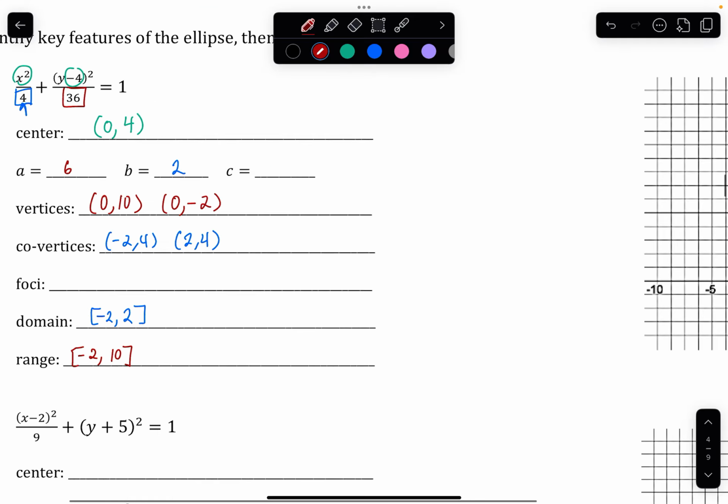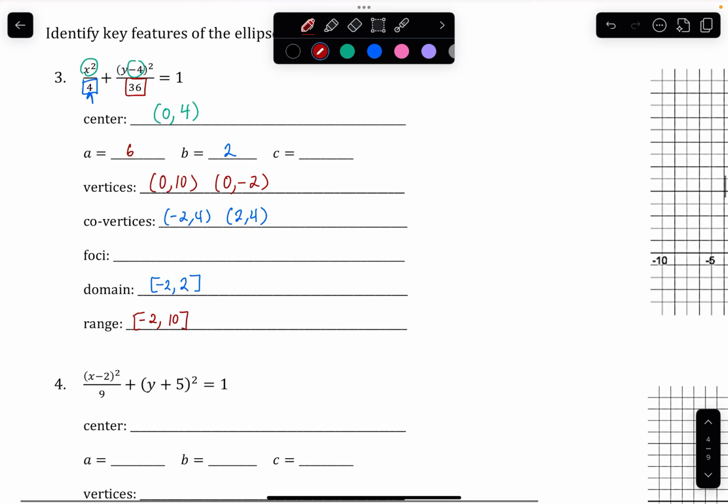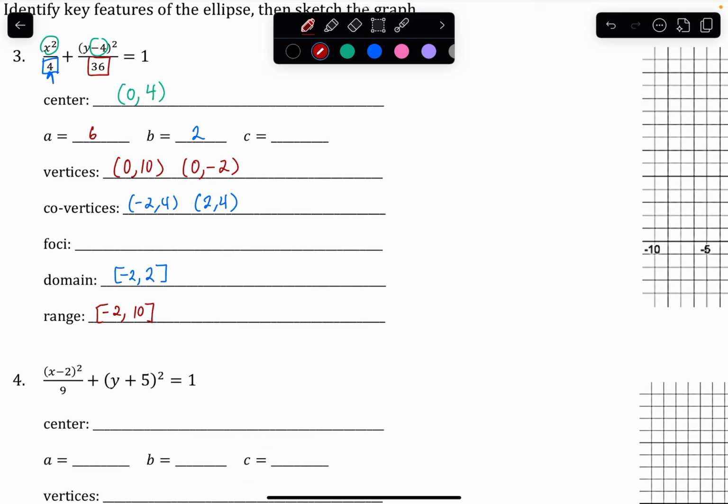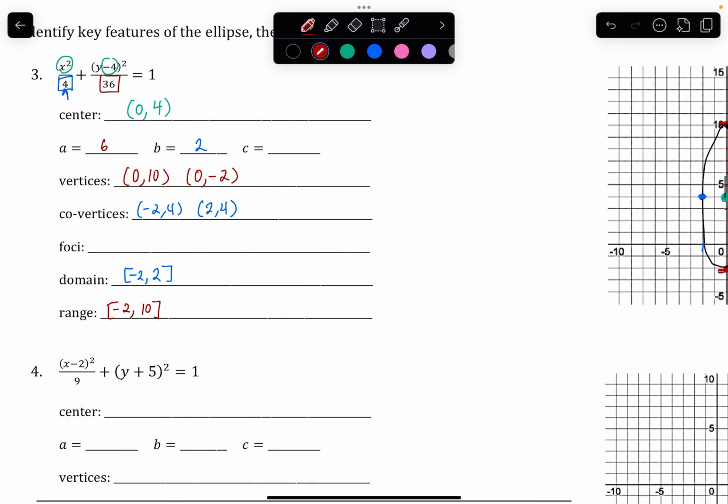Okay, and so the last part is probably the most challenging. It's finding the foci, and for that we need to use the C value. Okay, and so we have an equation from the first page: C² = A² - B². And so in this case, c squared equals a squared, which is 36, minus b squared, which is 4, which would give us 32. And so our c value is square root of 32.